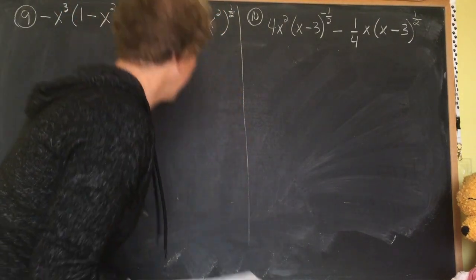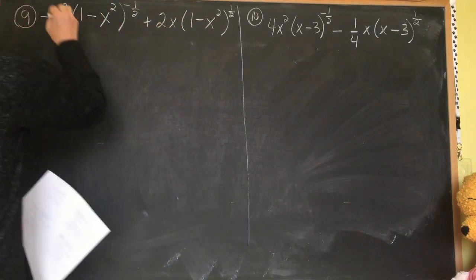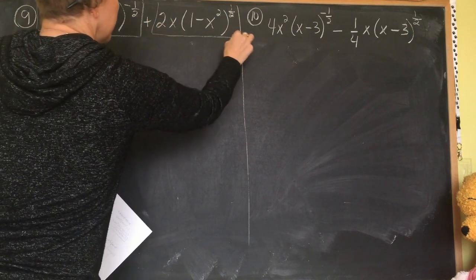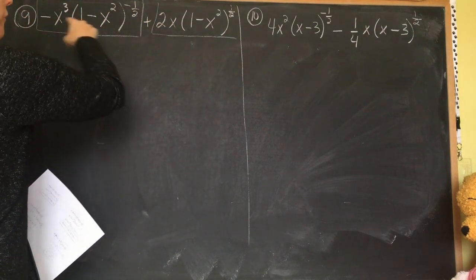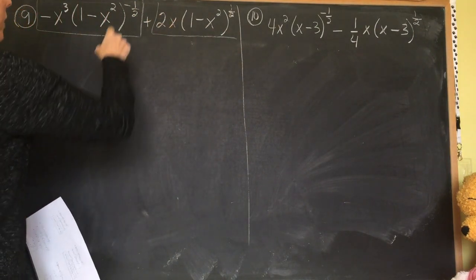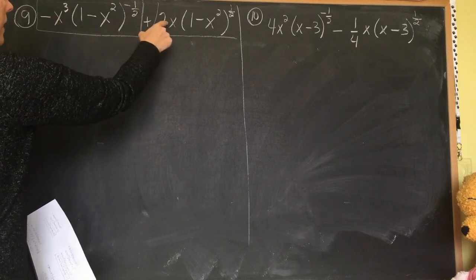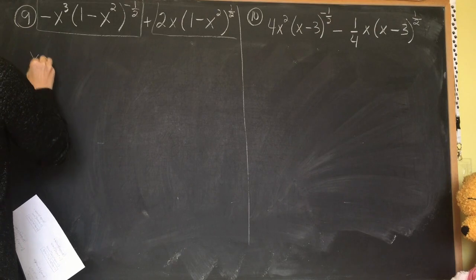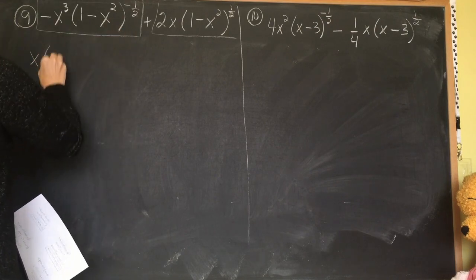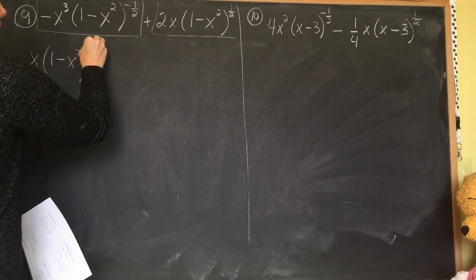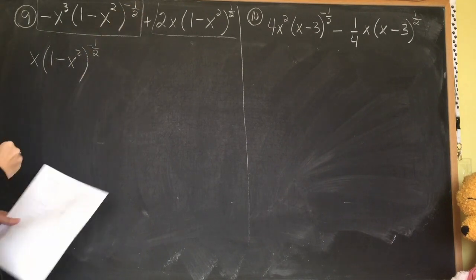Okay, so number 9. When I look, I see that I have two parts here. I don't have any fractions, so that's always a good thing. But I do have a negative exponent. So right now I got this x cubed and this x. So I'm going to take out an x out of each box. And I'm going to take out a 1 minus x squared. And you take it out to the lowest power. So I'm going to take out a negative 1/2.